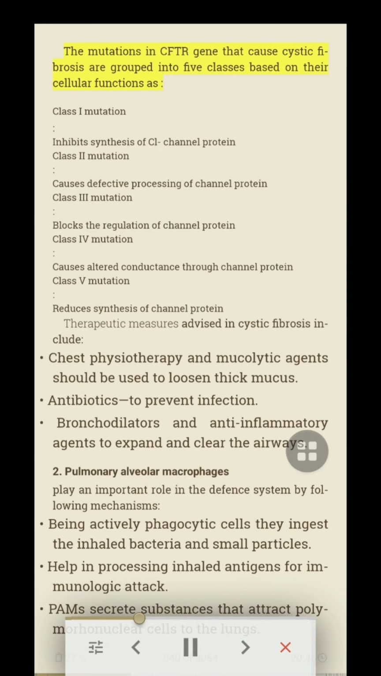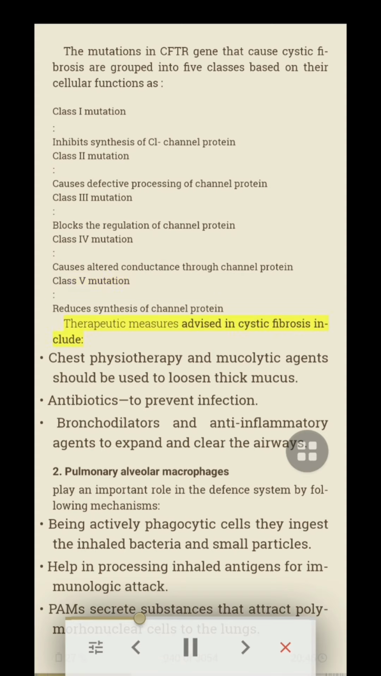The mutations in the CFTR gene that cause cystic fibrosis are grouped into 5 classes based on their cellular functions as: Class 1 mutation inhibits synthesis of Cl- channel protein. Class 2 mutation causes defective processing of channel protein. Class 3 mutation blocks the regulation of channel protein. Class 4 mutation causes altered conductance through channel protein. Class 5 mutation reduces synthesis of channel protein.